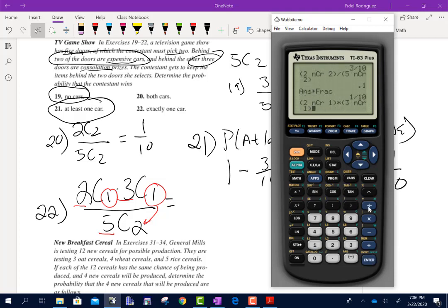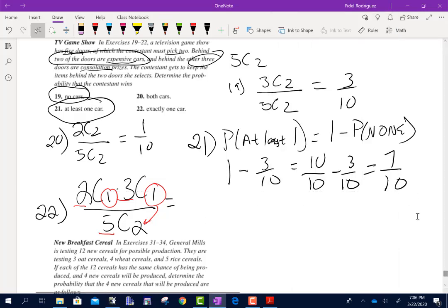Choose 1. Out of the 5 math, choose 2. Enter math fraction 3/5. There we go. Okay, so 3 out of 5.